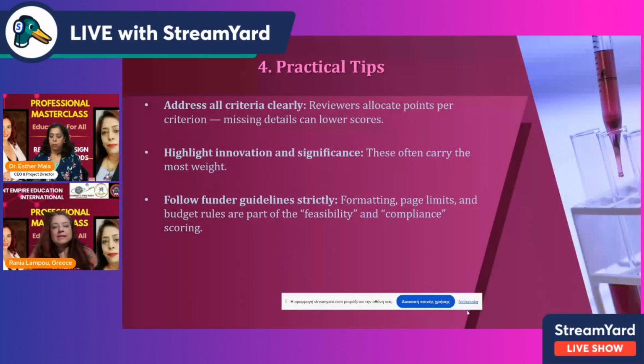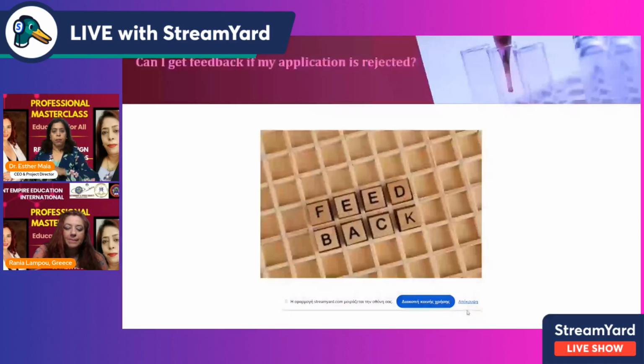Now, for practical tips, you need to address all criteria clearly. Reviewers allocate points per criterion. Highlight innovation and significance, as these often carry the most weight, and follow funder guidelines strictly, such as formatting, page limits, etc. If your application is rejected, in most cases funders provide feedback on rejected proposals, though the depth and format vary by agency. Feedback is extremely valuable for improving future submissions.